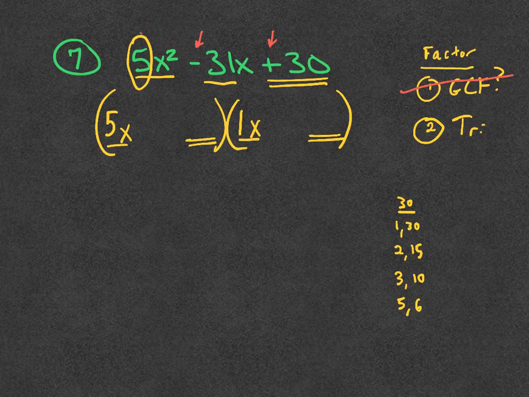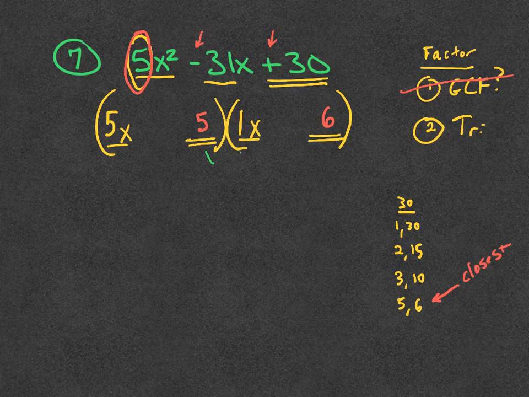So since there's a 5 out front, we're not looking for a pair that adds to be the middle. We're just going to plug in and then see how it goes. And I usually recommend starting with the pair that's the closest. 1 and 30 are far apart, 2 and 15 a little bit less far apart, 3 and 10. 5 and 6 are the numbers that are the closest. So I'm going to go ahead and put 5 and 6 in, and then we'll see how this goes.